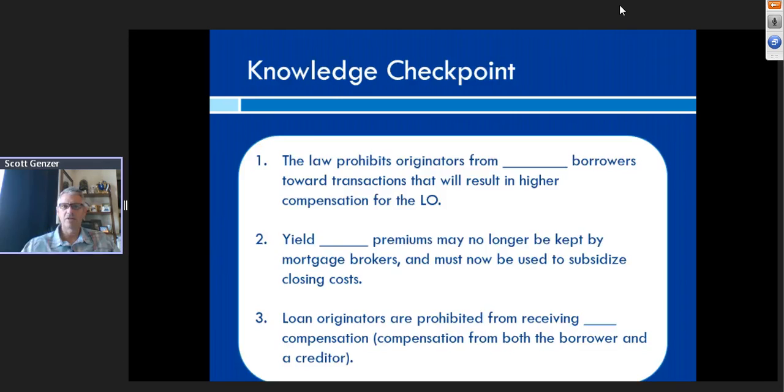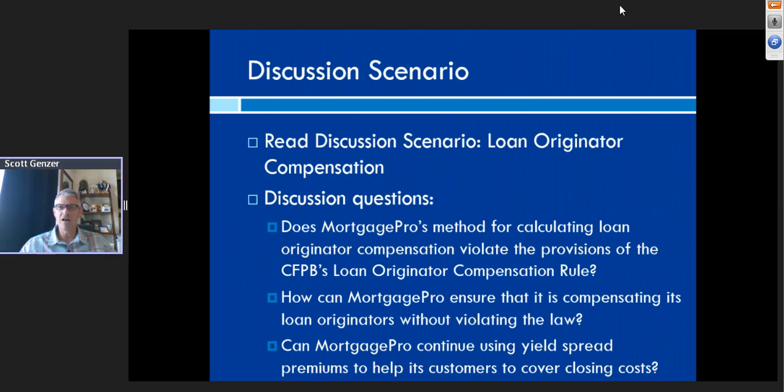Oh, well, we're doing the discussion scenario. Oh, yeah, there, knowledge checkpoint. Law prohibits originators from steering borrowers towards transactions, yield spread premiums. Thank you, Eric and Cheryl and Jordan, for catching me off guard, because we're doing the scenario, but actually that came first. And we are prohibited from receiving, the last one is, there it is, Cheryl, dual compensation.